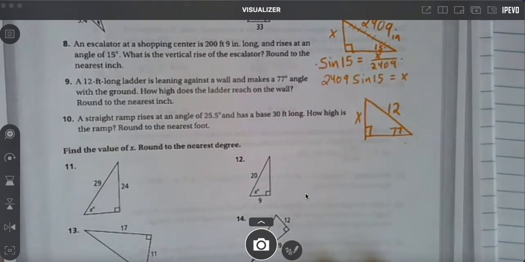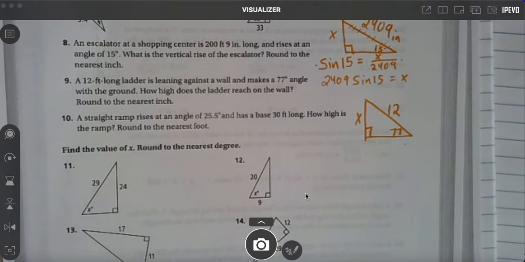That's this right here, correct? That's how high up it's going to go. We can figure that out. Again, do you want me to let y'all have a second and see if you get it? Yeah? Okay.